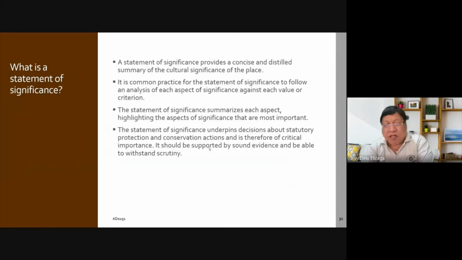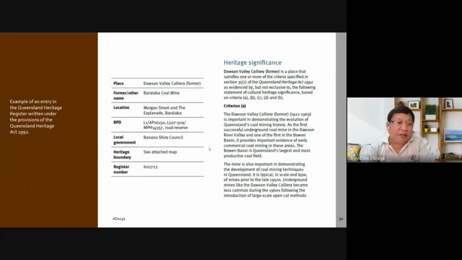Okay, here is an example from the same Queensland Heritage Register. So this is the heritage resource. These are some of the pertinent information. And then there is the statement of significance, no? And then in the statement of significance, it is said that it is based on criteria A, B, C, D, and H.